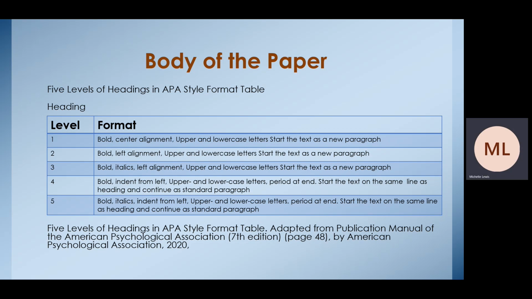Level 3 heading should be bold, italics, left alignment, upper and lowercase letters. And your heading should start the text as a new paragraph. Your fourth level heading should be bold, indent from left, upper and lowercase letters, period at end. Start the text on the same line as the heading and continue as standard paragraph. Level 5. The heading should be bold, italicized, indent from left, upper and lowercase letters, period at end. Start the text on the same line as heading and continue as standard paragraph.